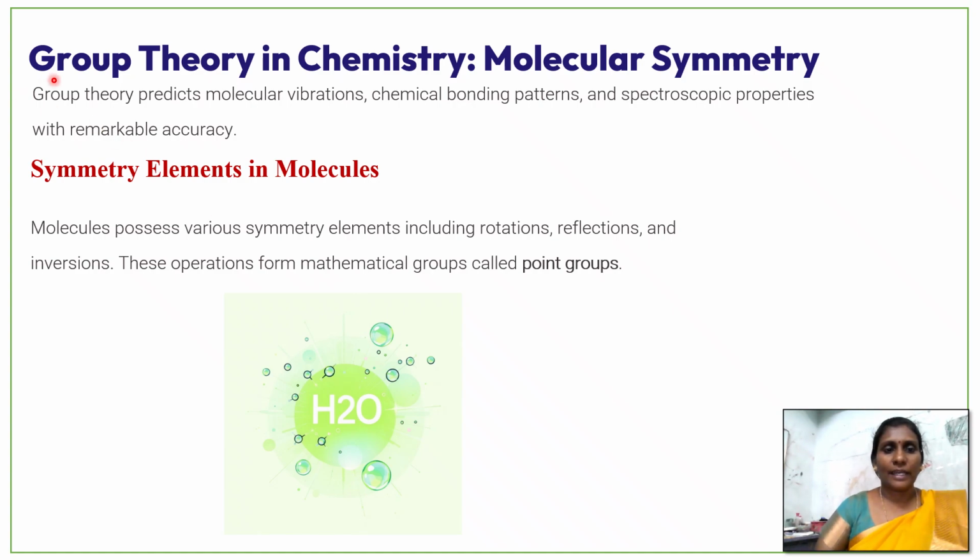Let's see an application of group theory in chemistry, especially molecular symmetry. Group theory predicts molecular vibrations, chemical bonding patterns, and spectroscopic properties with remarkable accuracy. Symmetry elements in molecules: molecules possess various symmetry elements including rotations, reflections, and inversions. These operations form mathematical groups called point groups.